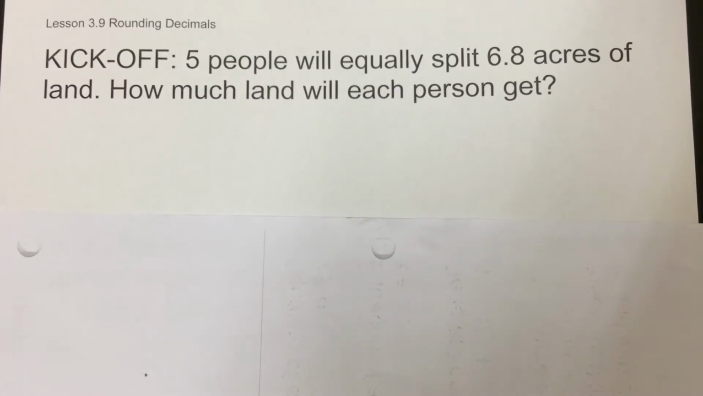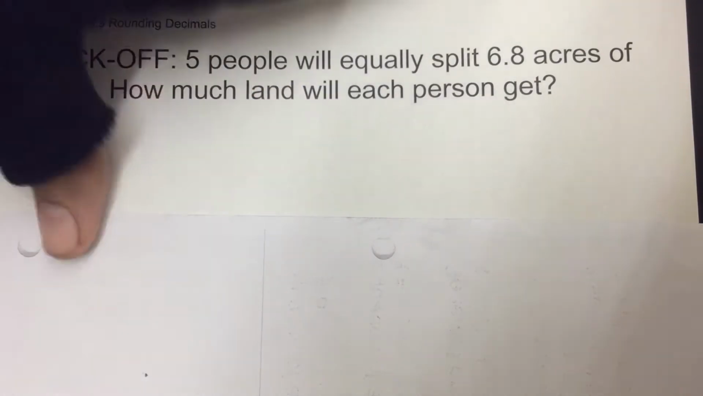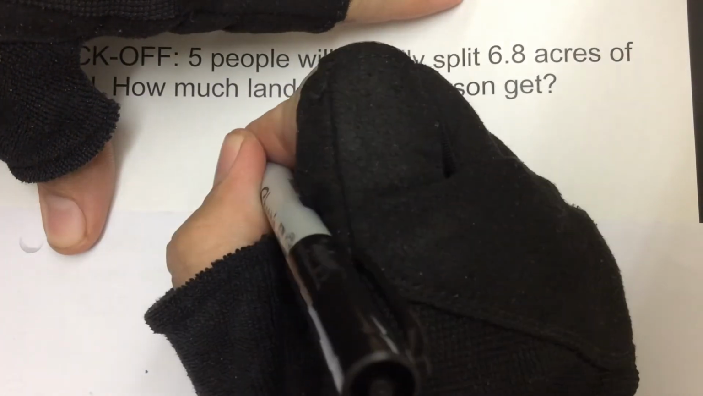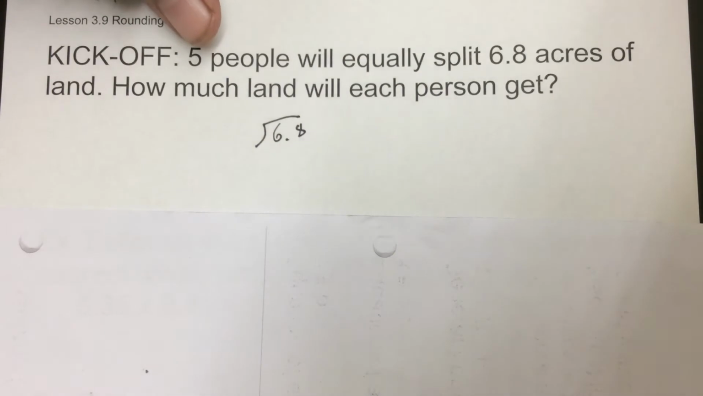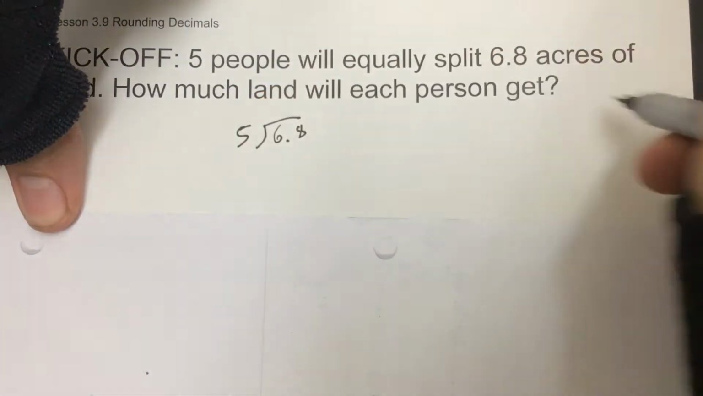All right. So, the kickoff here, 5 people will equally split 6.8 acres of land. How much land will each person get? So, this was based off of last time we were dividing decimals, so we're going to set this up. 6.8 is what's getting broken up, so that's what goes in the box. And then we're breaking it up by 5 people, so that's going to go outside here.